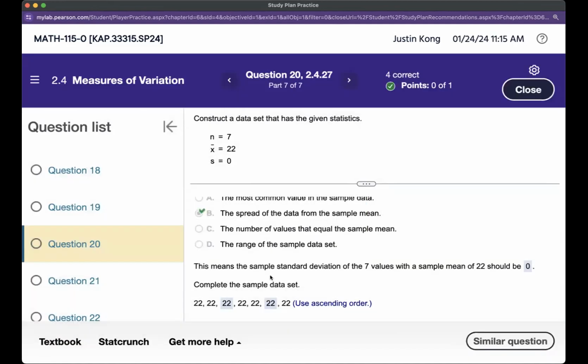The other thing that gives it away, though, is that they're giving you most of the answers already. Actually, I feel like they didn't have to do that because we could have figured that out, right? If the S is 0, then we would have known that it's all 22s. But they put it in ascending order, and they all have only 22, so we're kind of stuck to only put 22 anyway.